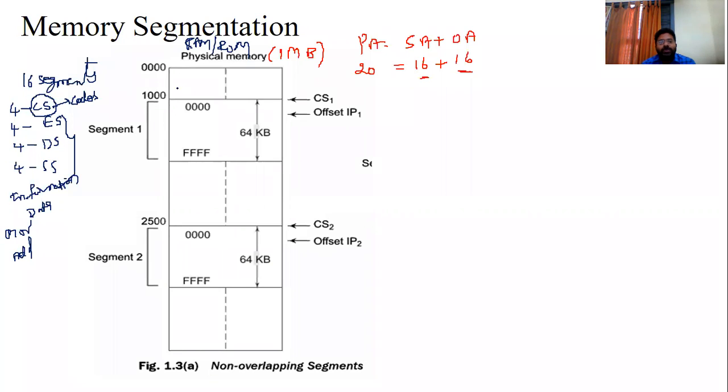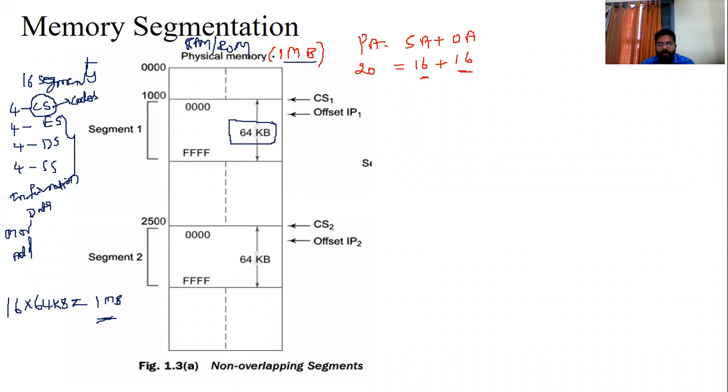So what is the memory size of each segment? Each segment memory size is 64 KB. How many segments are here? 16 segments, each segment memory is 64 KB. That is equal to 1 MB memory. This is the 1 MB memory.